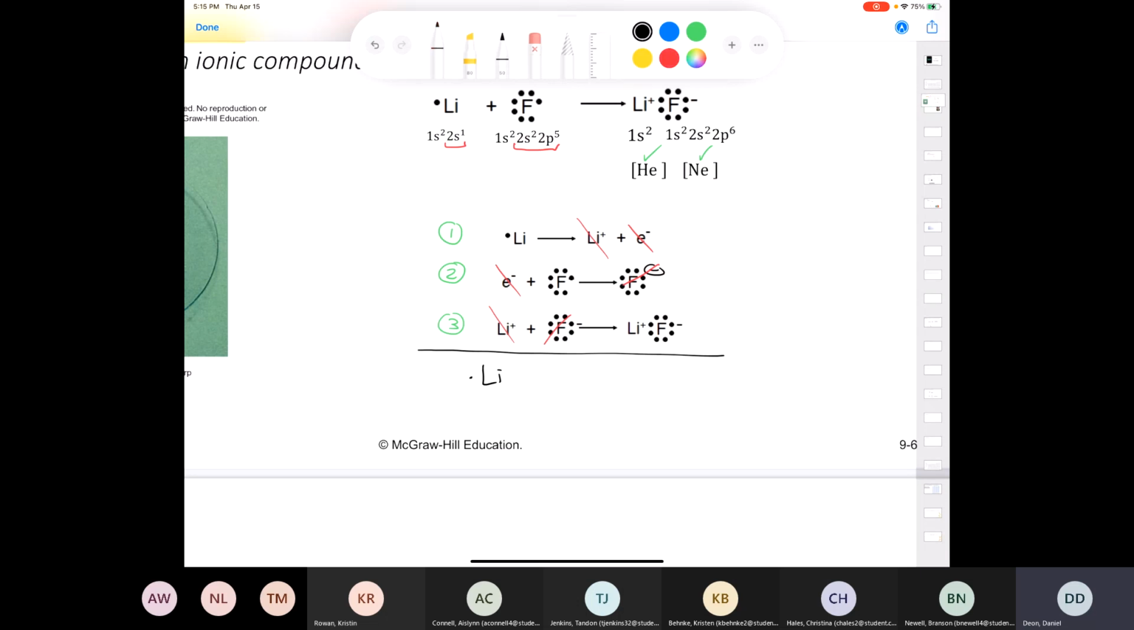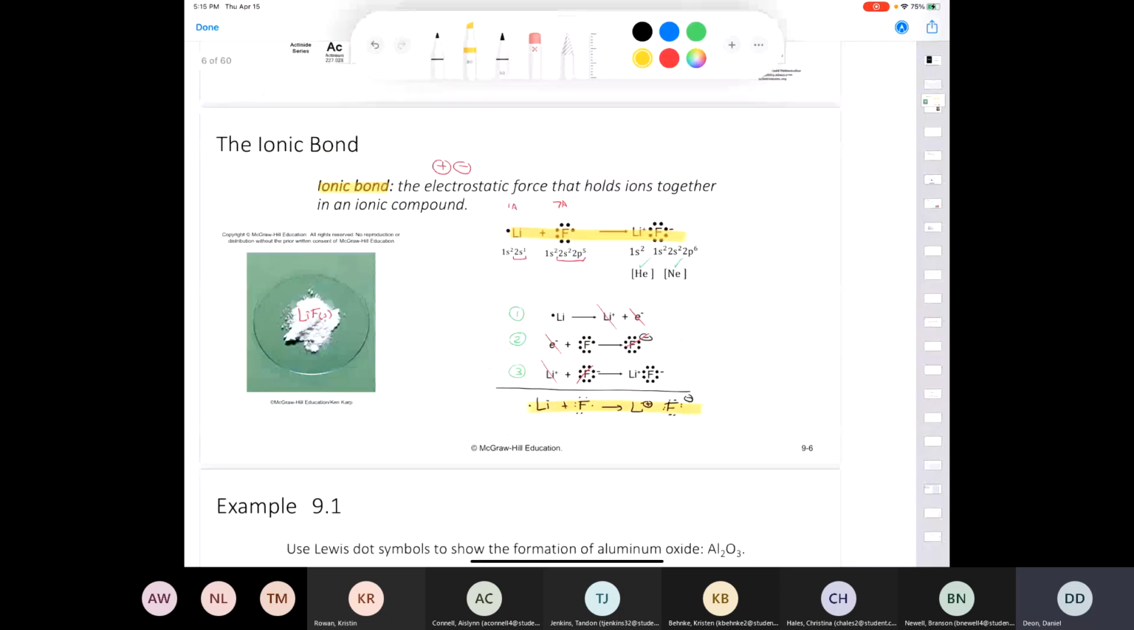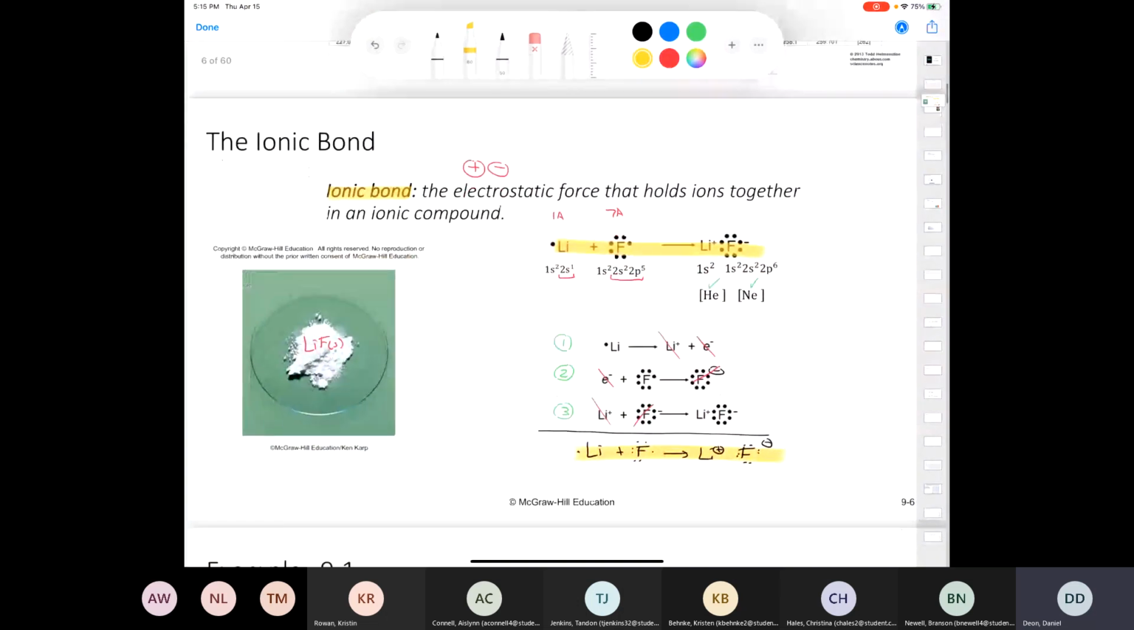We're left over with the lithium with our unpaired electron plus the fluorine with 7 valence electrons forming lithium fluoride. There we go. Look familiar? Because this is the exact same thing that we have right here. So we can even think of this as being the sum of these three equations. Again, the ionic bond is the result of that positive and negative attraction between the positively charged cation and the negatively charged anion. And so that, in a nutshell, is what an ionic bond is.